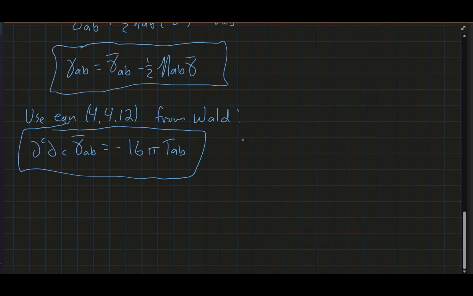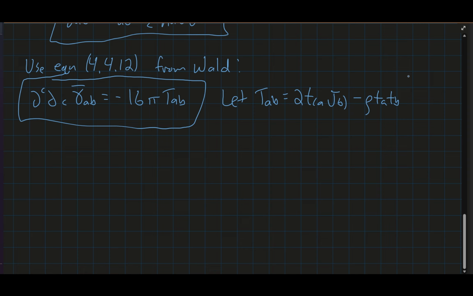And just like in the book, we let TAB be 2 T(A JB) minus rho TA TB, where T is the forward velocity of the source. So basically, in the way they do it in the book, they assume that T is just 1, 0, 0, 0. But in this formulation of the problem, we're assuming that T can have components besides in the time direction. And so that's what's going to give us different results.